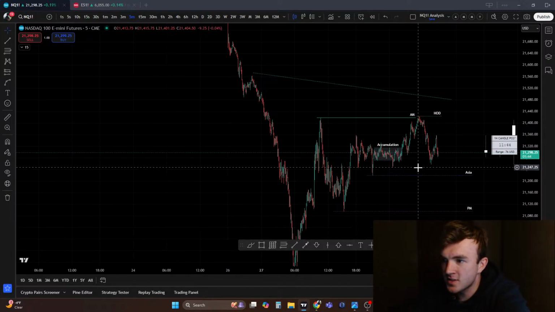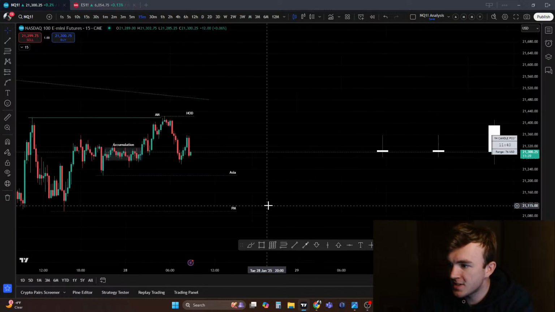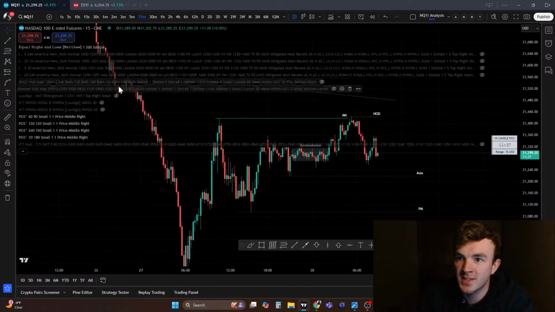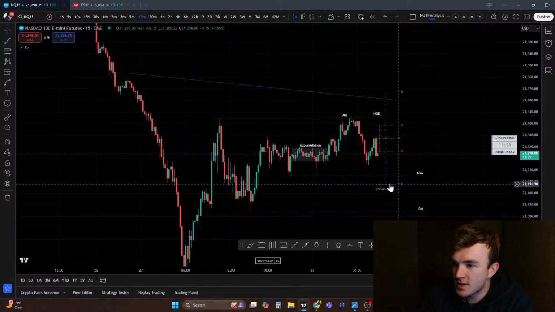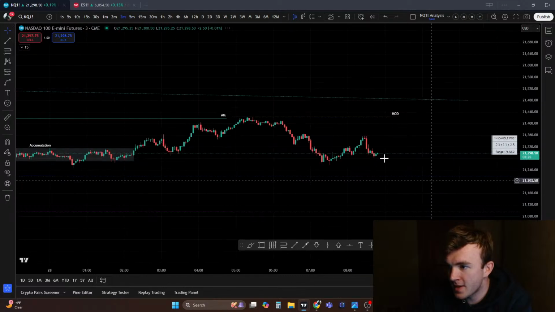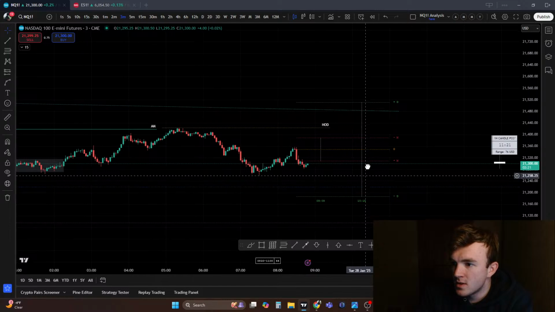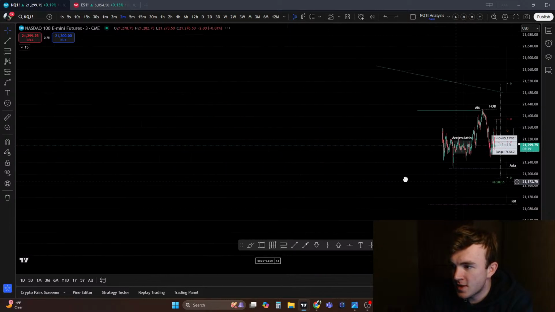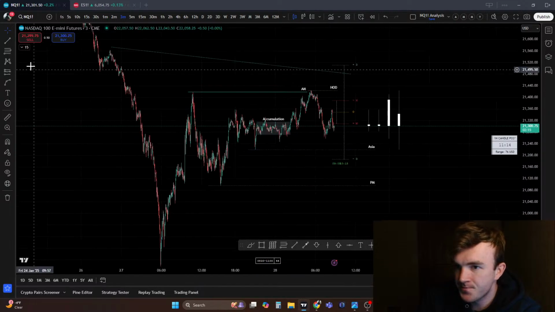So I guess let's look at some more things that we haven't looked at yet. So session stat map. Ooh, we got session stat map finally that opened up. So let's look at that. All right, we got our session manipulation level here. Looks like we were right at the session manipulation level. Session distribution levels down here. Okay, we'll start marking out these levels here.